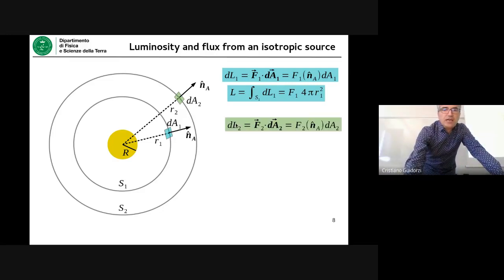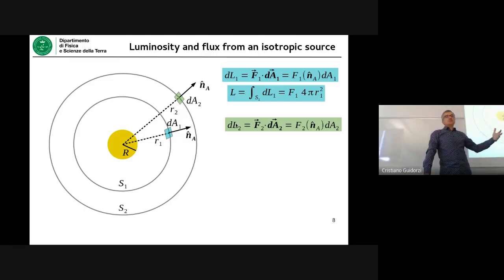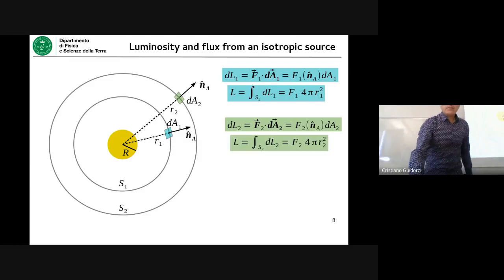So if you play the same game now, considering a different spherical surface at a radius now R2, for example bigger than R1, you infer that in this case the flux will be different. You don't know it, so we call it F2. But we know that whatever F2 is, it is constant throughout all the surface S2. So when I integrate over S2, the result is just F2 times the area of the spherical surface, which is 4 pi R2 squared.